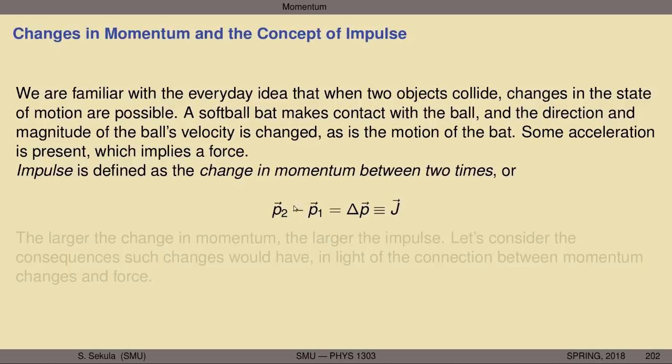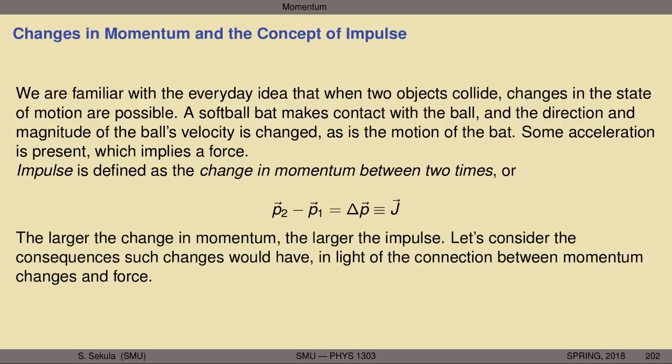If I take the momentum at a later time and I subtract off the momentum at an earlier time, I can write this as delta P. This is the same delta we've been writing this whole time, delta X, delta T, delta E, all of this stuff. Let's define that as this quantity J, a vector, which is defined as impulse. Now, it would be true that the larger the change in momentum, the larger the impulse. That's because of the definition here.